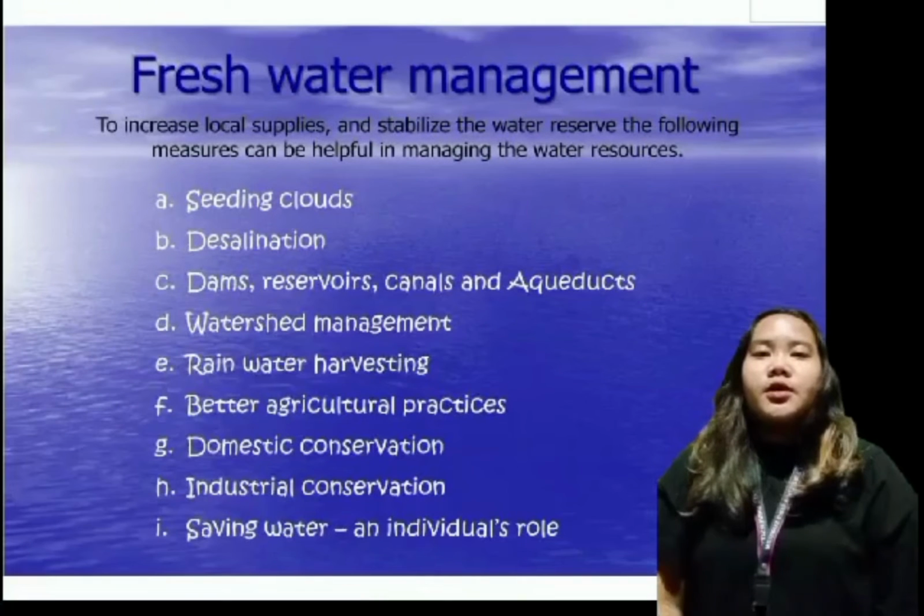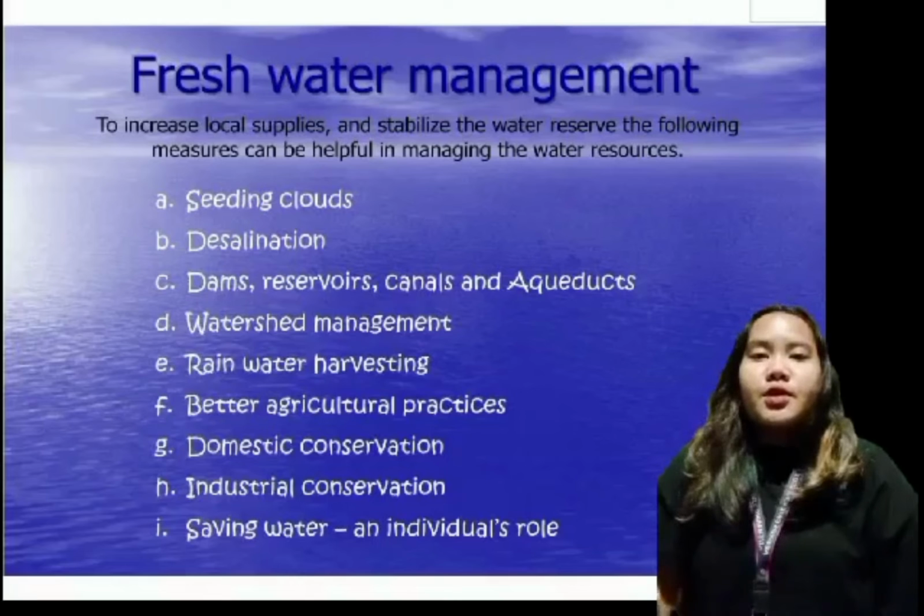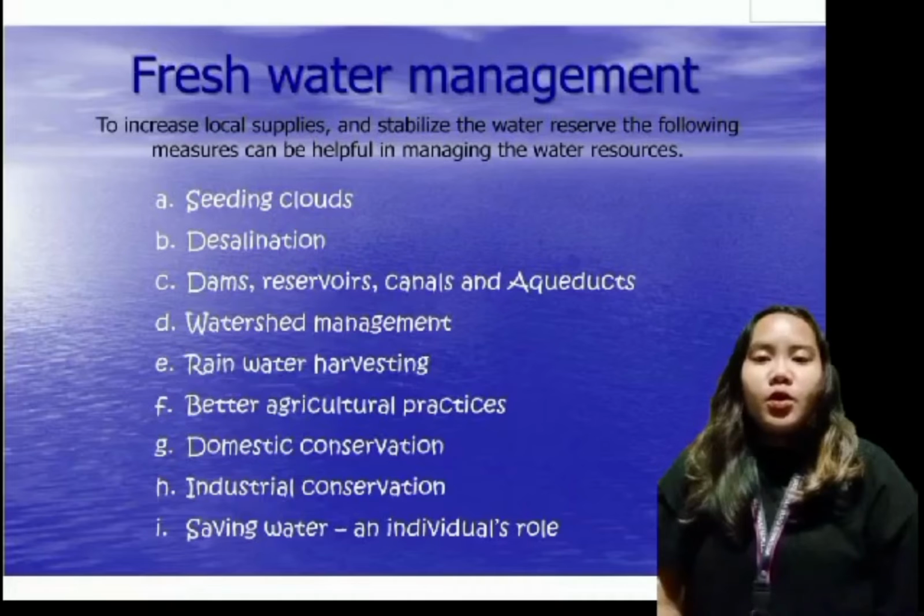Freshwater management. To increase local supplies and stabilize the water reserves, the following measures can be helpful in managing water resources. First is seeding clouds. Second is desalination. Third is the dam, reservoirs, canals, and aqueducts. Fourth is watershed management. Fifth is rainwater management. Sixth is better agricultural practices. Seventh is domestic conservation. Eighth is industrial conservation. And the last one is save water.